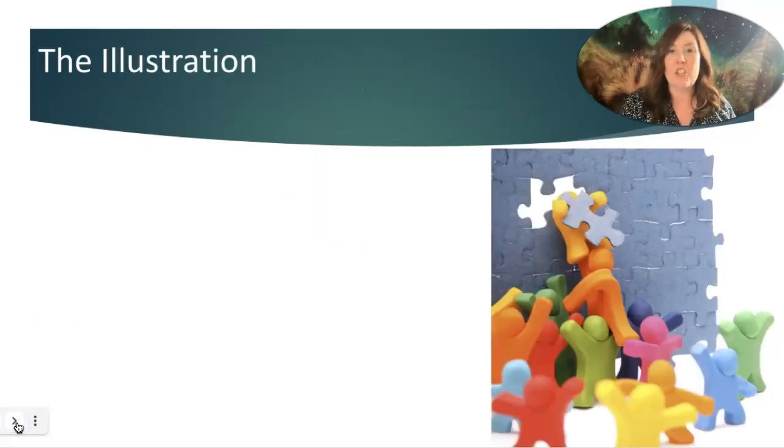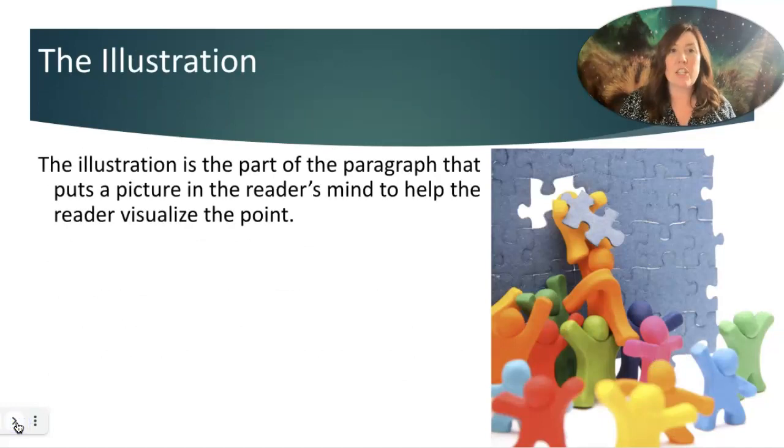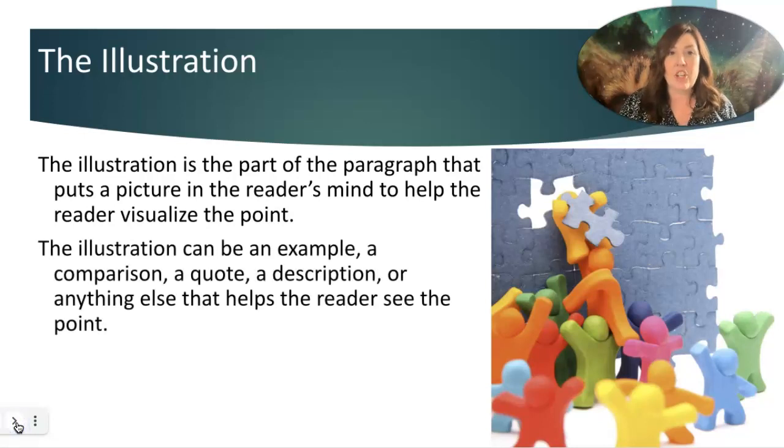Let's talk about what the illustration is. So the illustration is the part of the paragraph that puts a picture in the reader's mind to help the reader visualize the point. An illustration can be an example, a comparison, a quotation, description, research, anything that helps the reader see the point.